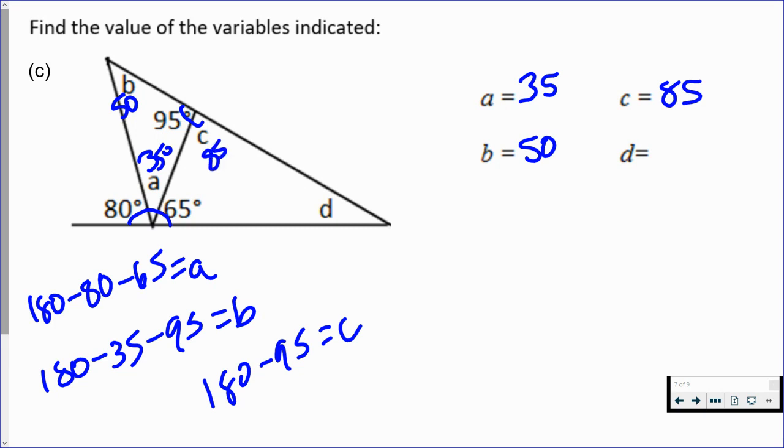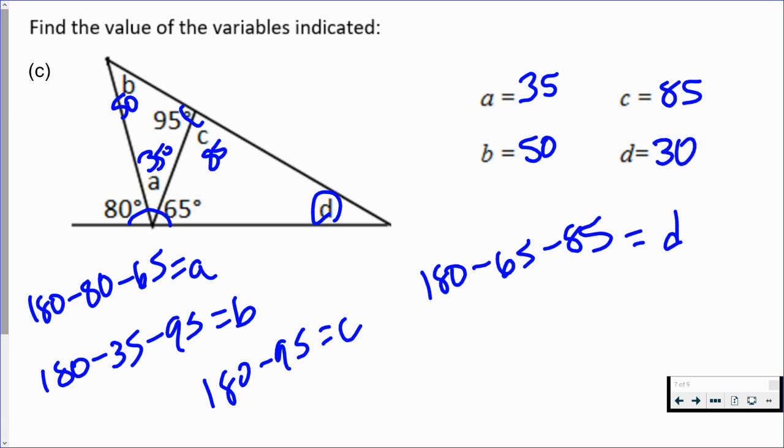Now notice in this triangle on the right, we have two angle measures. We have 65 and 85. We can take those from 180 to get D, which is our last one we want to solve for. So 180 minus 65 minus 85, and that'll give us D. So let's do that. 180 minus 65 minus 85, and that leaves us with 30 for D.